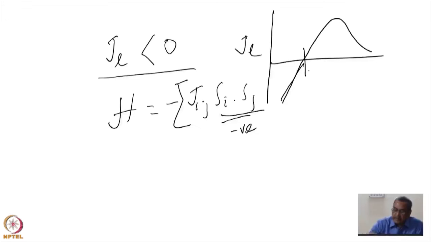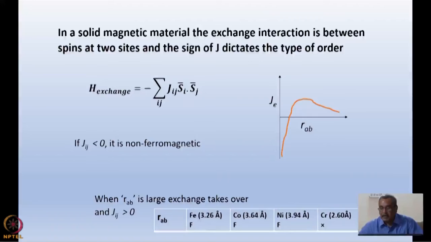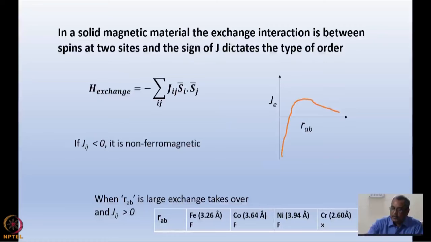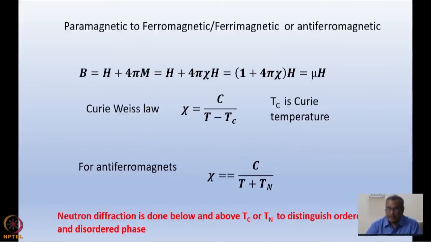Whereas above a certain distance, because the electronic overlap integral changes sign, it becomes positive, and when J is greater than zero, we get ferromagnetic order. So I just mentioned here, simple calculations can show that RAB in case of iron is 3.26, cobalt 3.64, nickel 3.94. So these are all ferromagnetic, because we have gone above zero part of the exchange integral. Whereas chromium, where it is 2.6, is not a ferromagnetic material, because the J is negative in its case.